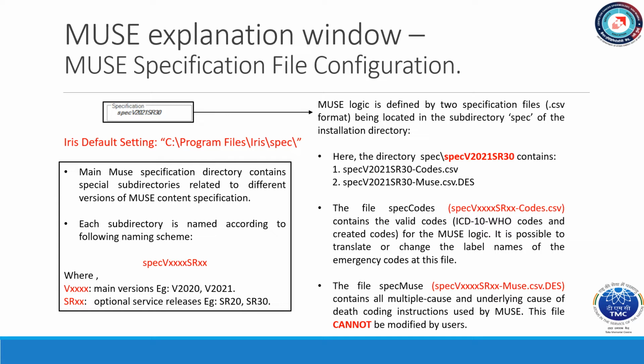The decision tables are a subset of the specification file spec.muse. Also, please note that this file is encrypted, so it is not possible to make any changes or to look inside this file. To know more, you can find the latest Muse specification files on the Iris Institute official website by following the link given in the description box below.